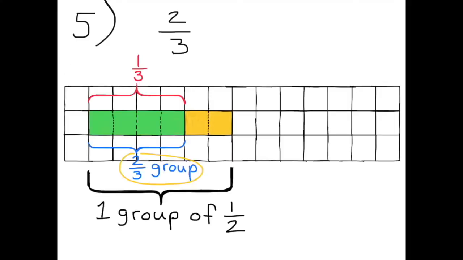On this graph paper, I've colored in 6 squares, 4 of them green and 2 of them yellow. All 6 of them would represent one group of 1/2. The 4 green squares represent 1/3, and 2/3 of 1/2. 1/3 would represent 2/3 of 1/2. 4 out of 6. 4 out of 6 can be simplified to 2/3.